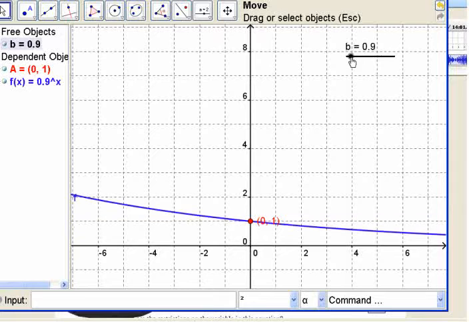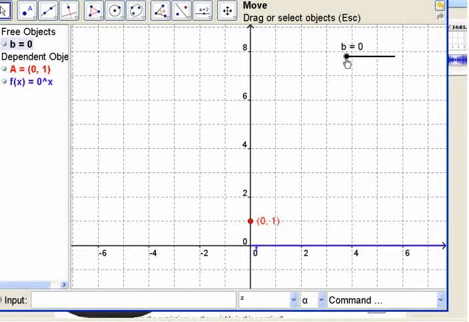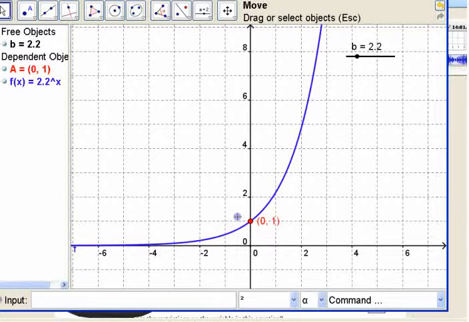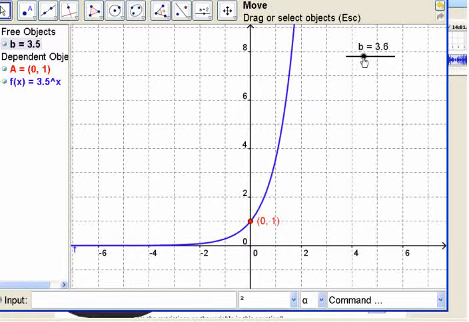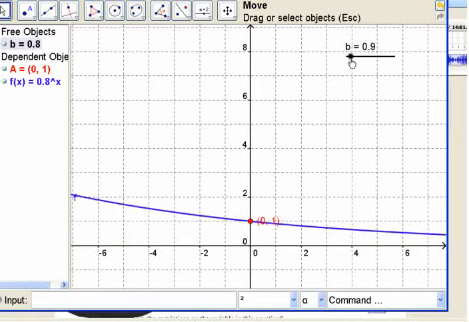If you make the base negative or 0 here, I haven't got it to do that, but it kind of disappears. 0 to the x is defined for all those points except for 0 to the 0 and 0 to the negatives and all that. Okay, so that's kind of where we are, or that's where we should be, is understanding that general shape of that graph, what happens.